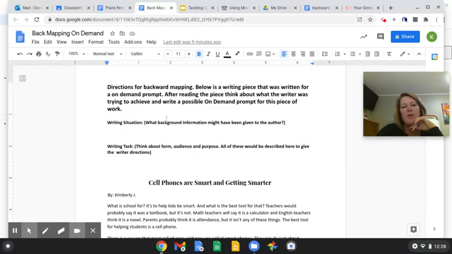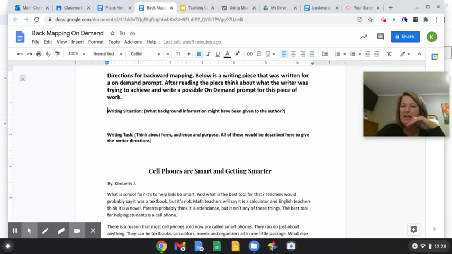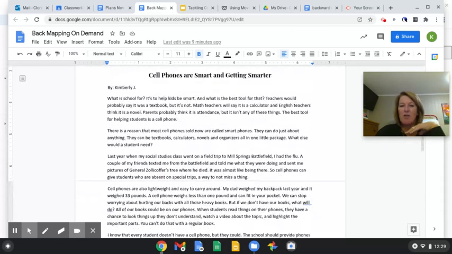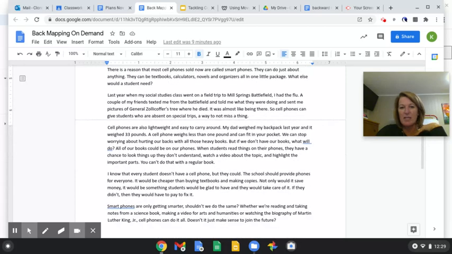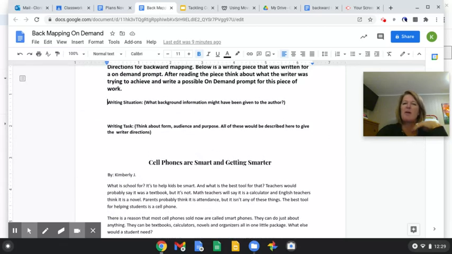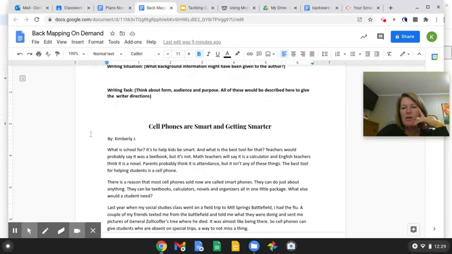So we know that we've got to create what was the writing situation. The writing situation is what background information the writer might have been given. And the second part we have to write is the writing task. We have to think about the form, the audience, the purpose, and all of this would have been described here as directions to the writer. So this time we have the article, so we already have the piece that was written, and our job is to go back and figure out what would have been the writing situation and what was the writer specifically asked to do. So let me talk you through how I would approach this.